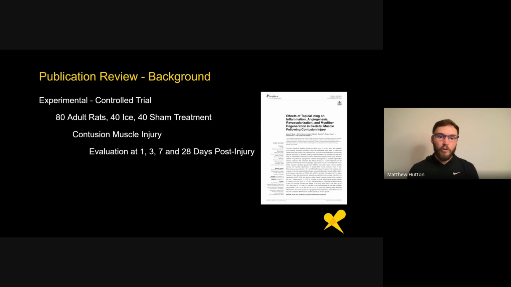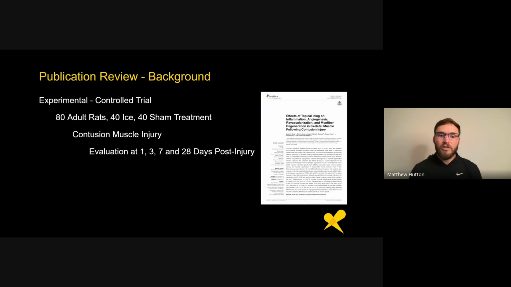So what they were looking for was, what are the different effects on inflammatory markers, angiogenesis, revascularization, and myofiber regeneration, such as cross-sectional area. And then I believe they were also looking at, under a microscope, what was the maturity of these muscle cells. So they were looking at these across different time points.